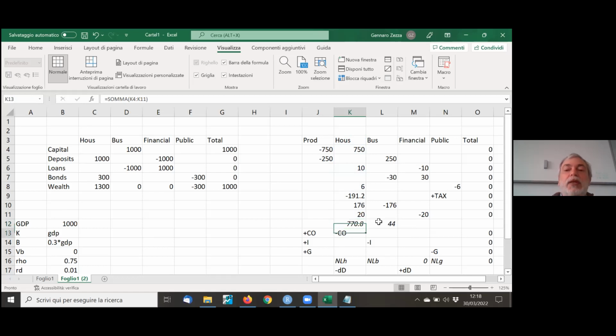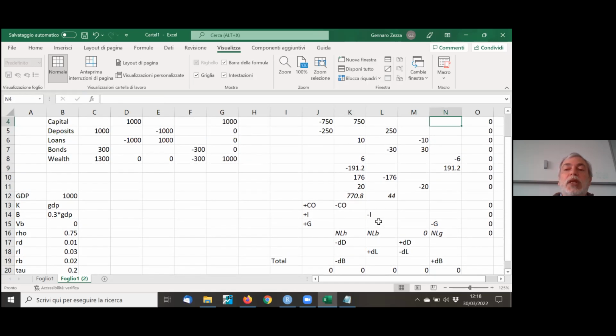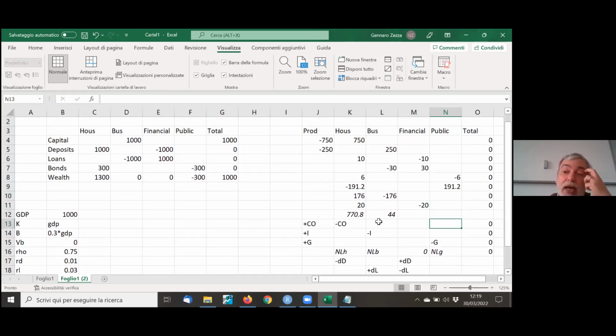So now we need to have a consumption function, an investment function, which are compatible with the GDP that we have obtained. So let's start by assuming a value for government expenditures. So the government is earning 190 in taxes, is paying 6 in interest. So if we put this at 200, this should be reasonable.